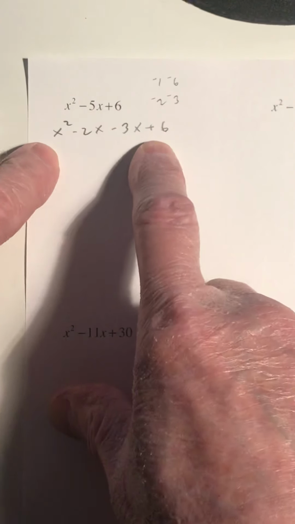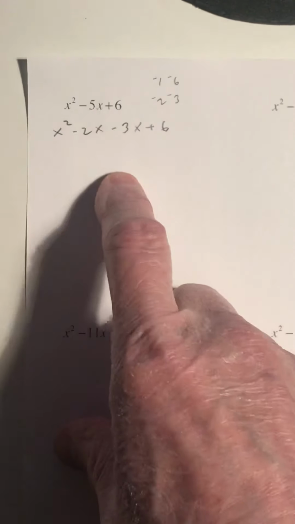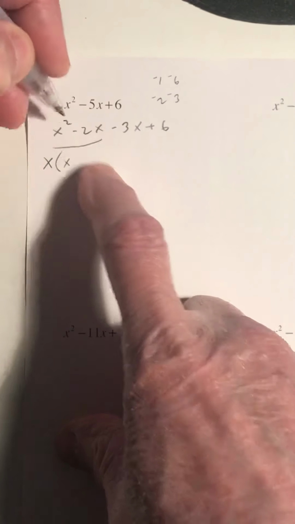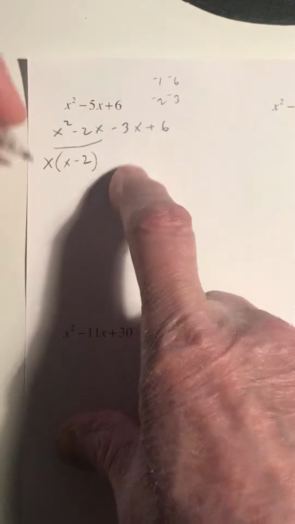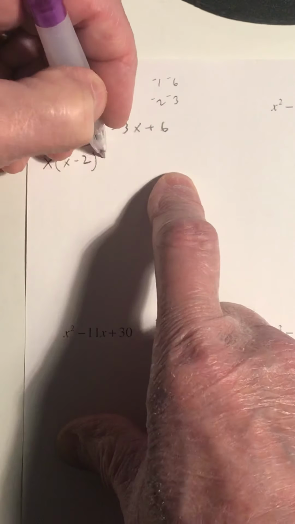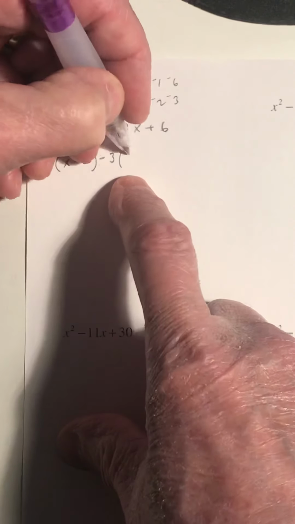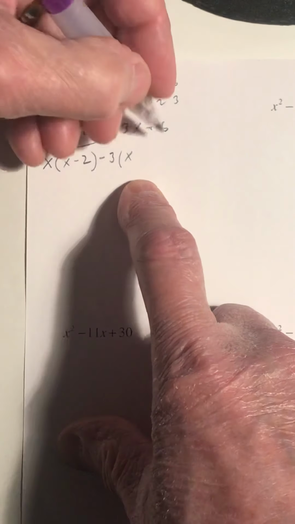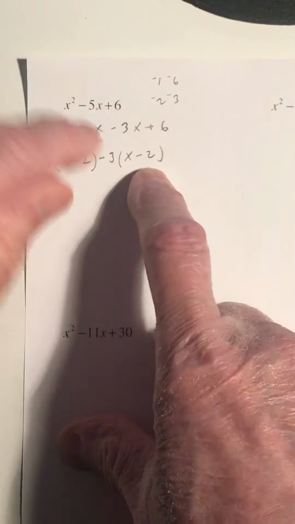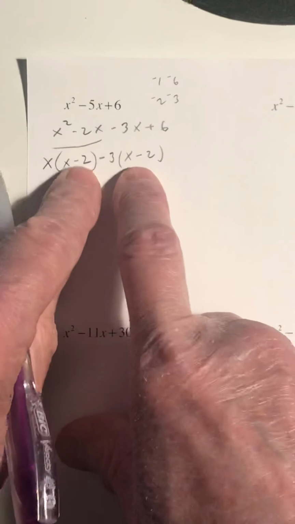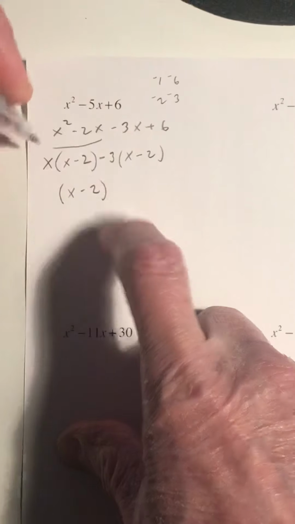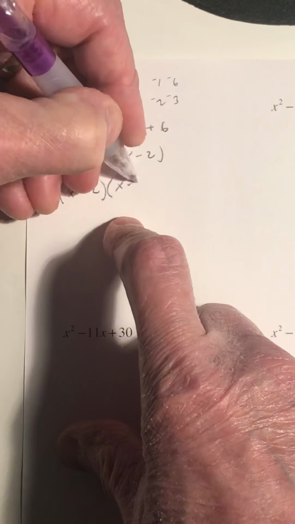Everything else got copied. So for these two terms, x comes out to the front, x times x minus 2. For these two terms, a minus 3 comes out to the front, minus 3 times x. And then be careful here, we want a plus 6, so we need a minus 2, don't we? See, that'll make a plus 6. Note the common factor, x minus 2. X minus 2, x minus 3.